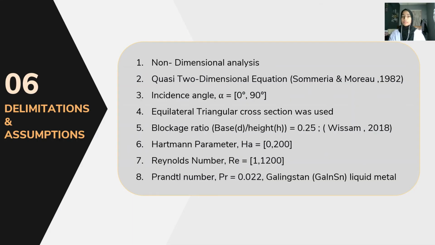The limitations and assumptions in this study are: non-dimensional analysis, quasi-two-dimensional equations, incident angles ranging from 0 to 90 degrees, an equilateral triangle cross-section, blockage ratio 0.25, Hartmann number 0 to 200, Reynolds number 1 to 1200, and Prandtl number 0.022.